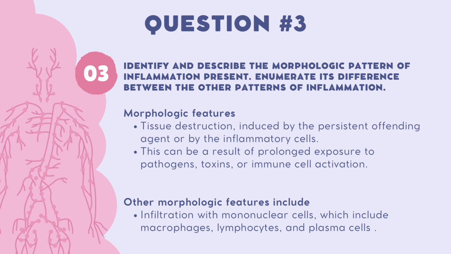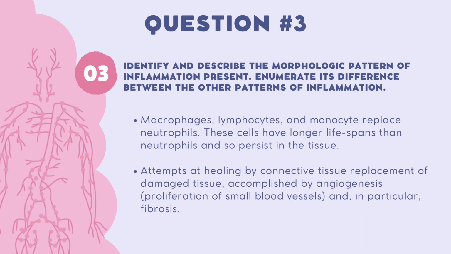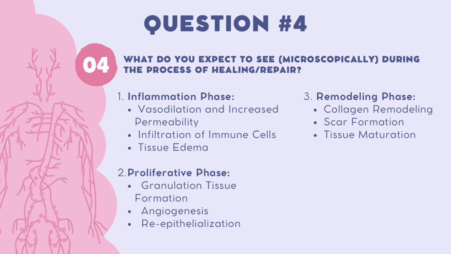There are also other morphologic features that include infiltration with mononuclear cells, which includes macrophages, lymphocytes, and plasma cells. Another one, macrophages, lymphocytes, and monocytes replace neutrophils. These cells have a longer lifespan than neutrophils and so persist in the tissue. Next, attempts at healing by connective tissue replacement of damaged tissue, accomplished by angiogenesis, or proliferation of small blood vessels, and, in particular, fibrosis.